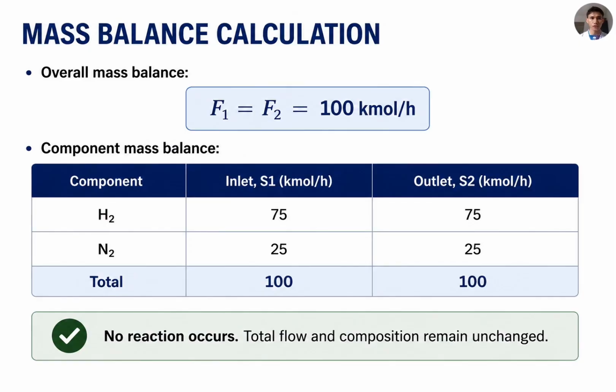For the mass balance, flow in equals flow out. Since there is no reaction, the inlet and outlet flow rates are identical. Hydrogen remains at 75 kilomole per hour, while nitrogen remains at 25 kilomole per hour, and therefore the total flow rate is still 100 kilomole per hour. This confirms that the compressor only increases pressure without changing the amount of the material.